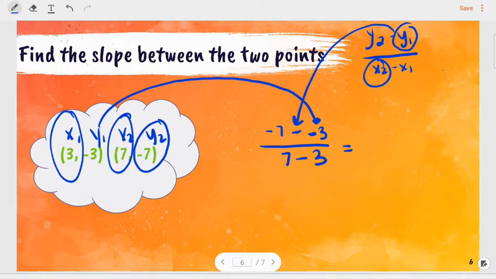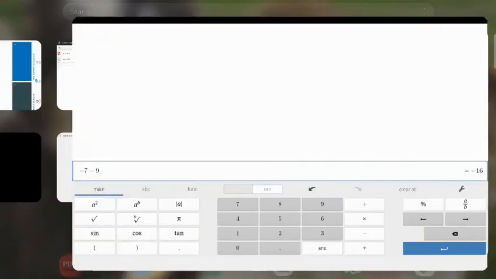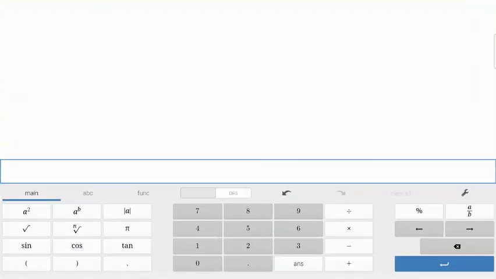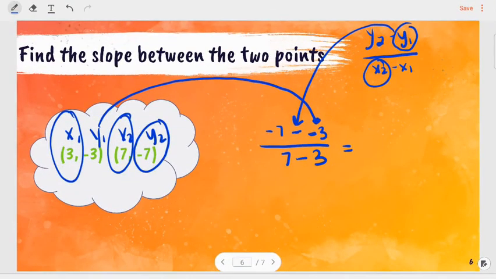I'm going to simplify. Negative 7 minus a negative 3 is the same as adding 3, but just to double check, negative 7 minus a negative 3, and I get negative 4. So my numerator is negative 4. My denominator, 7 minus 3, is positive 4, and can that be simplified? You bet. It simplifies to negative 1 over 1, or just negative 1, and either answer will work.